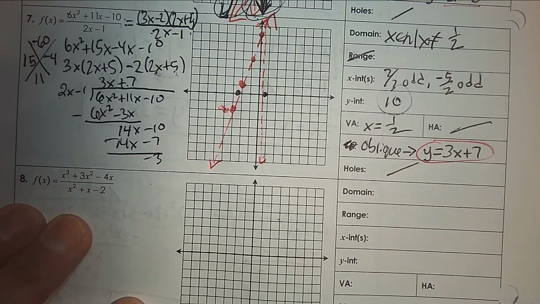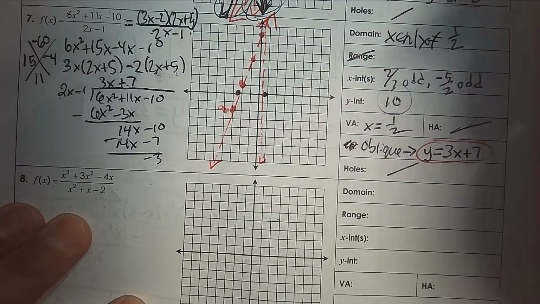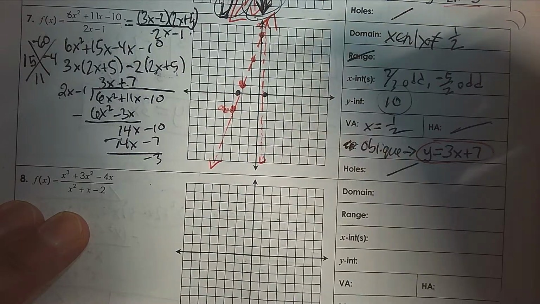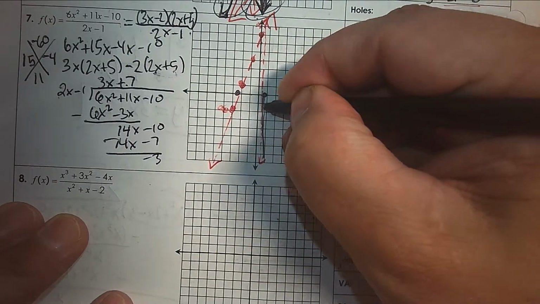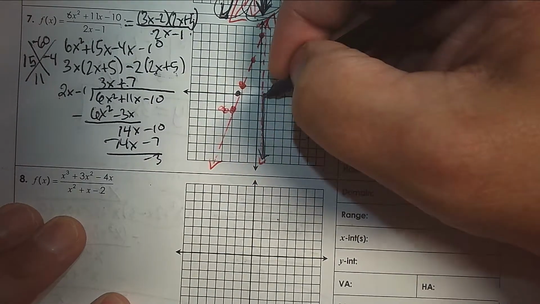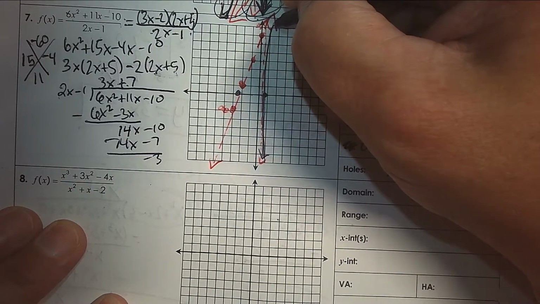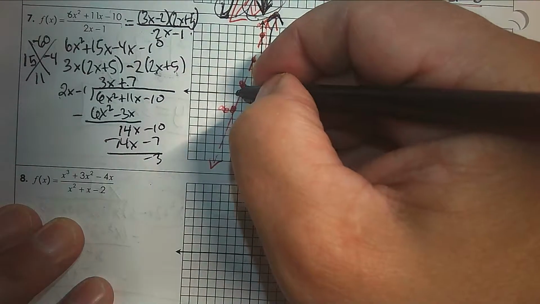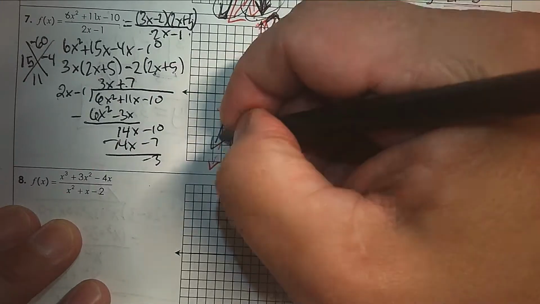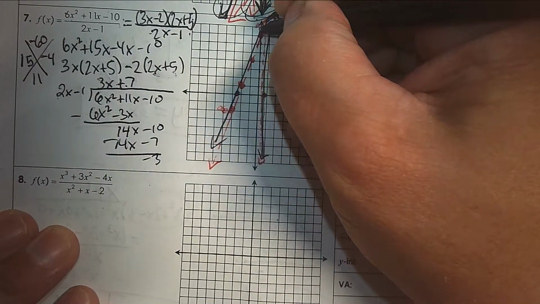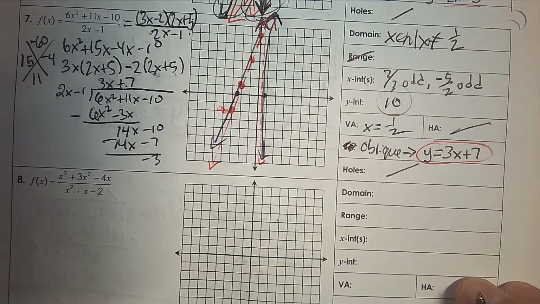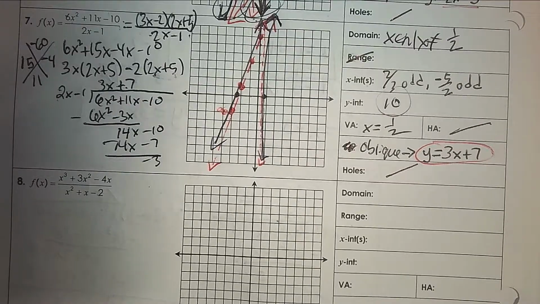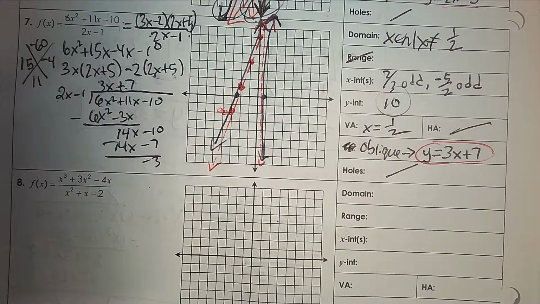Now we're going to finish off the graph. On one end it follows the vertical, and on the other end it's going to curve and follow the oblique. It's going to follow the oblique, and on the other end it's going to follow the vertical asymptote. All right, one more.